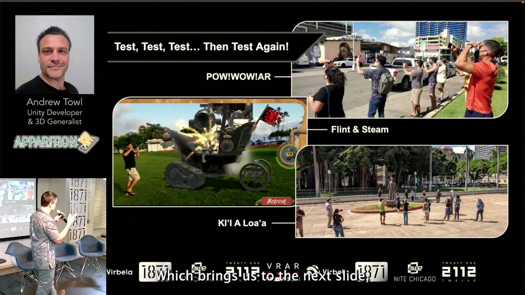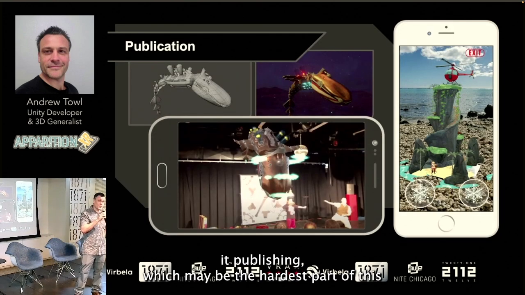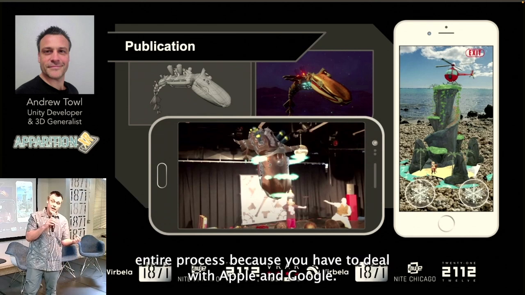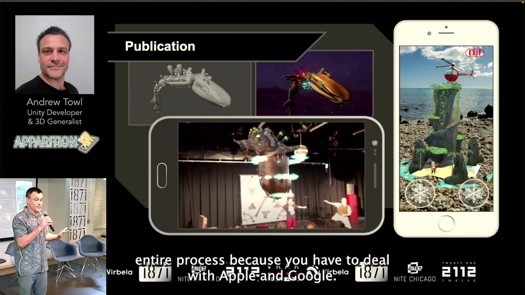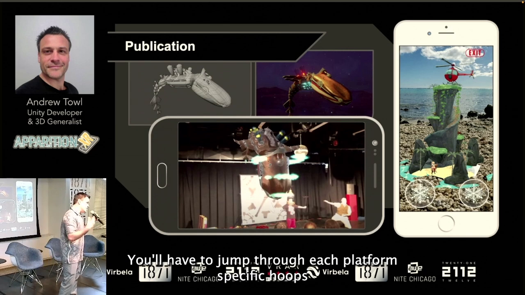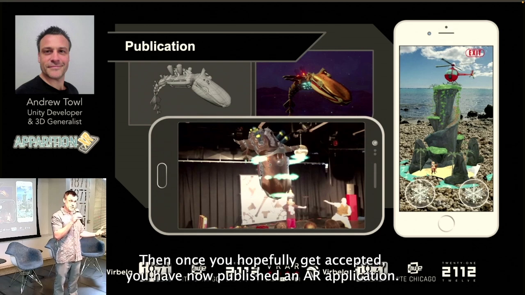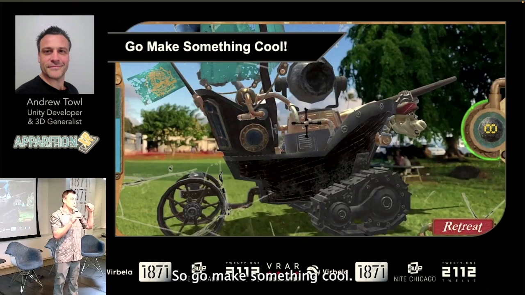which brings us to the next slide, which may be publishing, which may be the hardest part of this entire process because you have to deal with Apple and Google. You will need a developer account for each of the platforms. You'll have to jump through each platform's specific hoops and then submit your application for review. Then once you hopefully get accepted, you have now published an AR application. And last slide. So go make something cool.